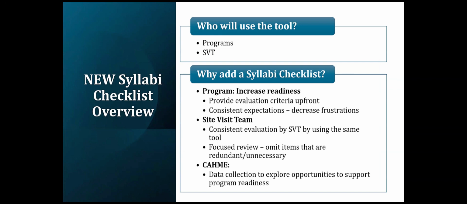Who will use this new tool? Well, pretty much everybody. The programs and the site visit teams will now use the same tool, which is really important. We want to make sure that you know exactly what's expected and that the site visit teams are all using the same information to increase inter-rater reliability and make sure that we are consistent in the evaluation. Adding the syllabi checklist will also allow CAHME to do some review of data to make sure that we're providing the right information and maybe uncover some other opportunities for ongoing process improvement.